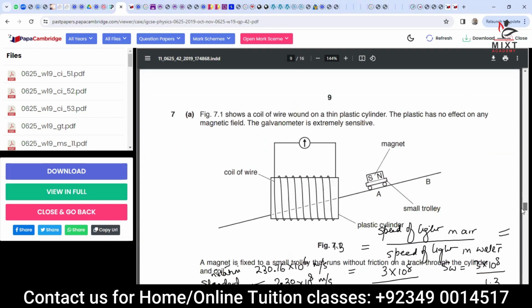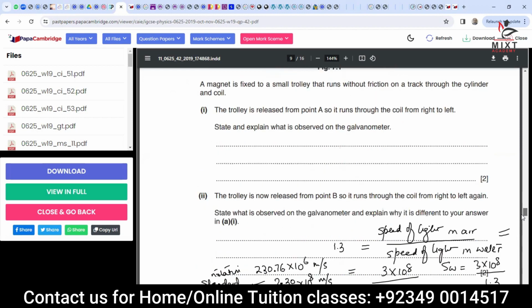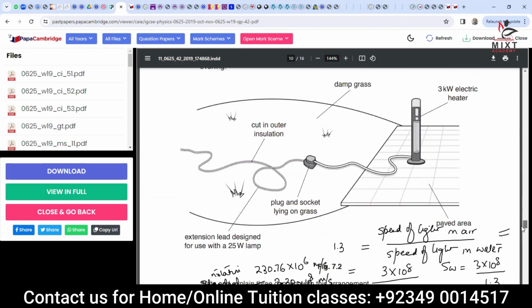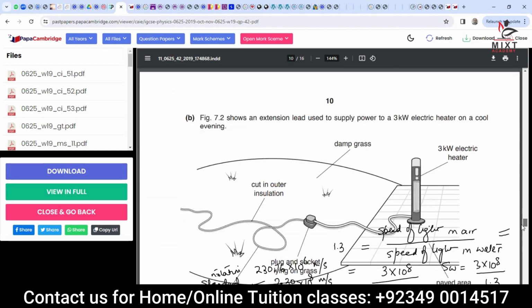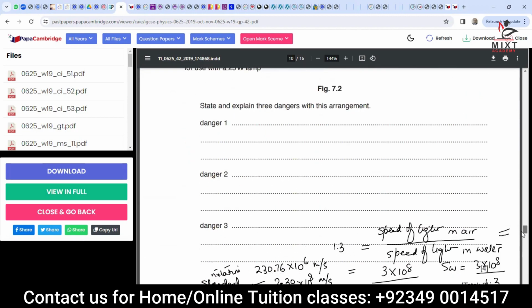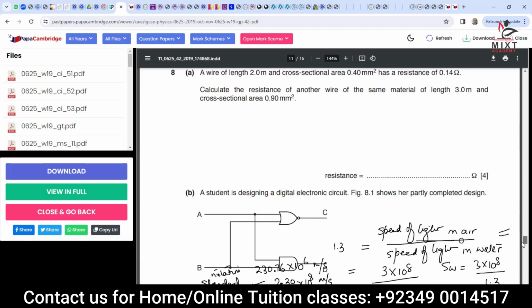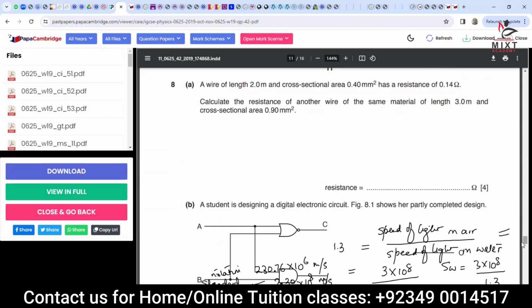So this question is sorted. Now this is magnetism, which we are doing at the moment, but for the time being I'm not doing this one. I'm interested in this. Just check it out. First copy that and then we will be doing this. This is your electricity.